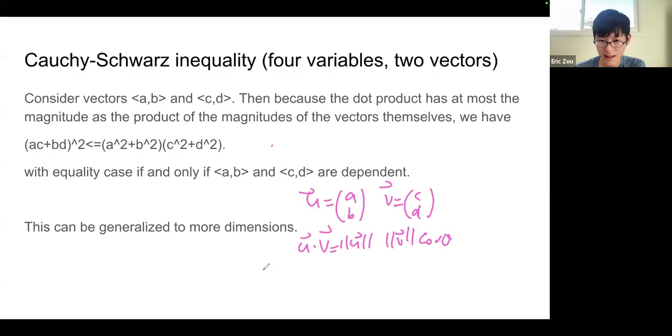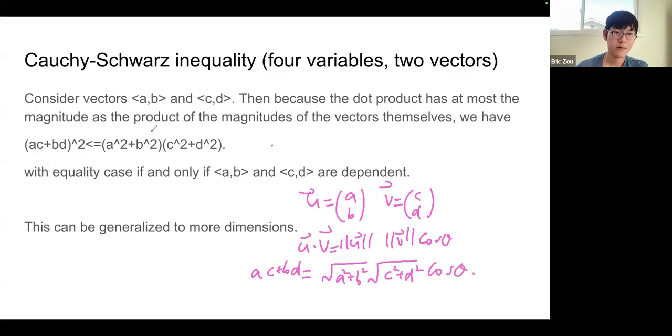So u dot v is ac plus bd. The norm of u is root a squared plus b squared, and similarly for the norm of v. And we have cosine theta. Maybe you remember from your trig stuff that cosine theta is always between -1 and 1, inclusive. So this thing over here will have absolute value less than 1.